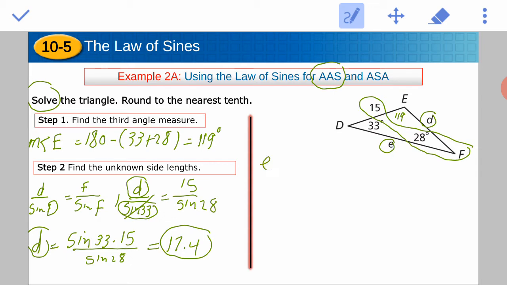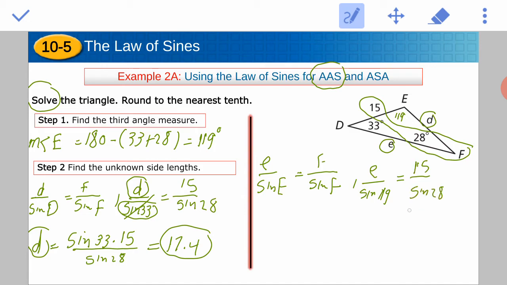Let's personalize our formula. E over sine angle E, the opposite angle, is equal to my key ratio, side F over sine angle F. Substitute this information. E is my unknown. Sine angle E, it's sine 119, I just found this angle at the beginning, is equal to my key ratio 15 over sine 28.